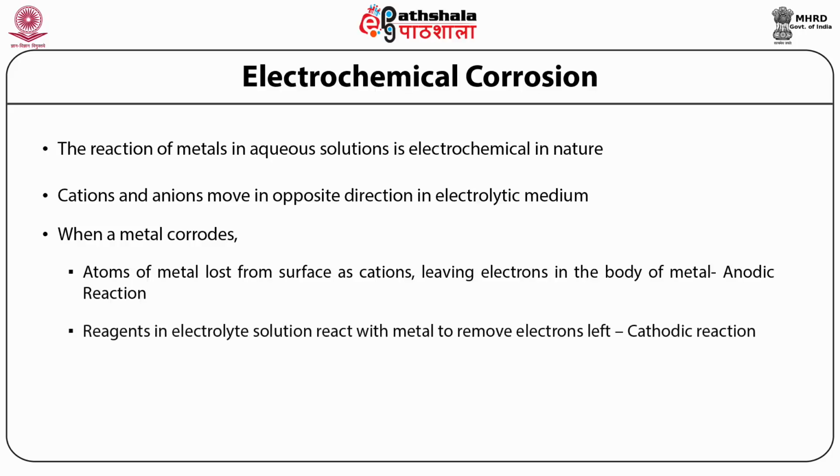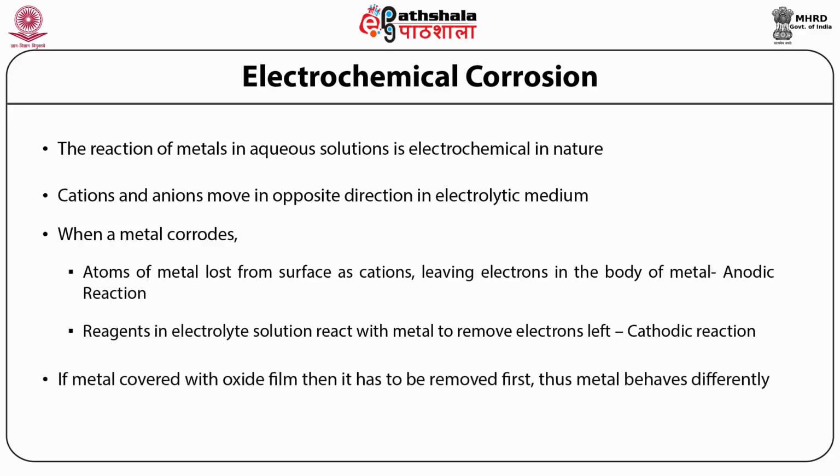Simultaneously, reagents in the electrolyte solution react with the metal surface to remove electrons left behind by the departing metal ions. This removal of electrons is termed the cathodic reaction and takes place at a cathode. The cathodic reaction always involves consumption of electrons, or electrochemical reduction.